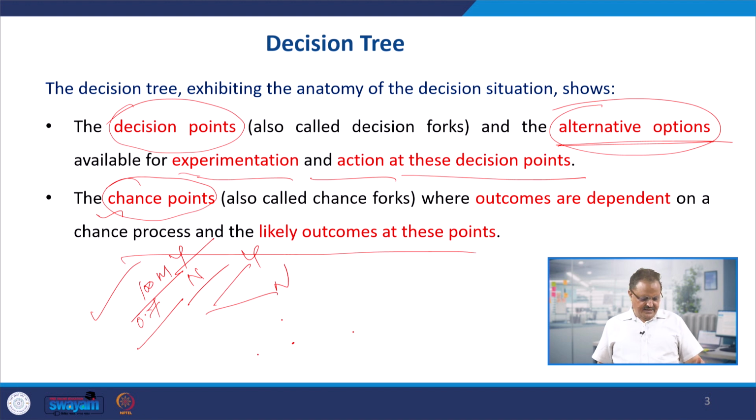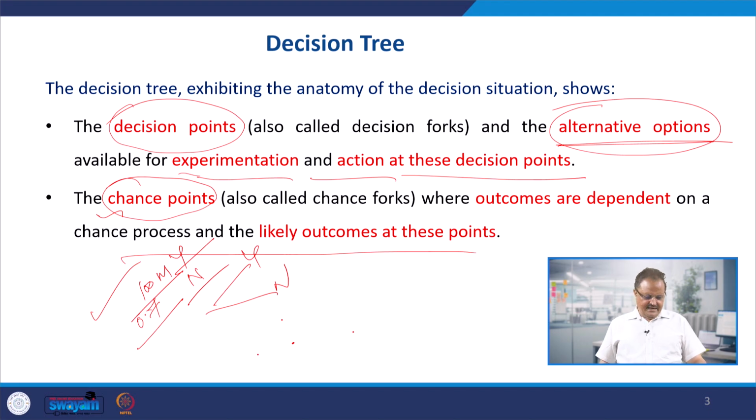So both things, decision points and chance points, are important. Decision points give us the different alternatives, by way of which we can go ahead in the project or we can abandon the project. Under chance points, we get the probabilistic estimates, which help us understand to what extent your decision would be successful and to what extent your decision will not be successful.